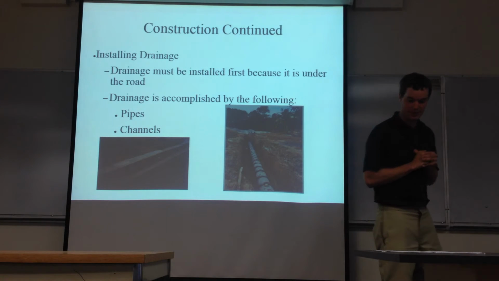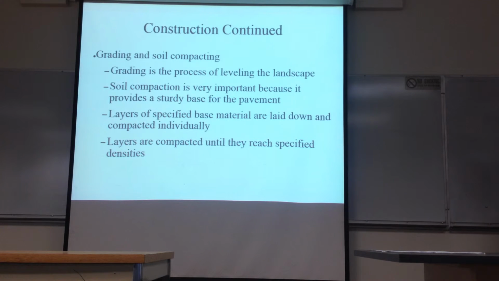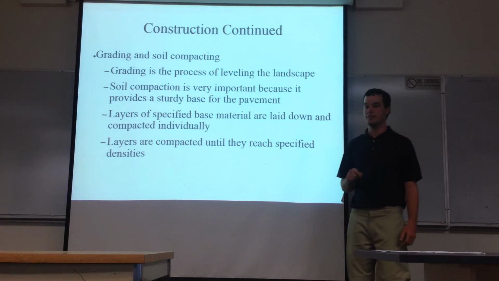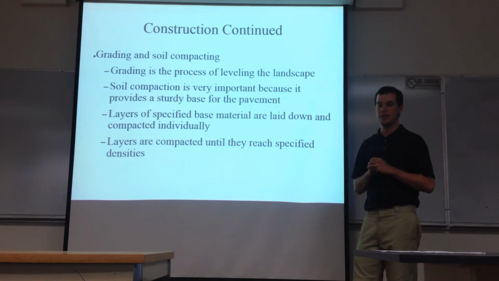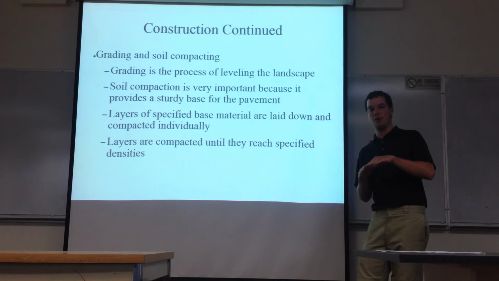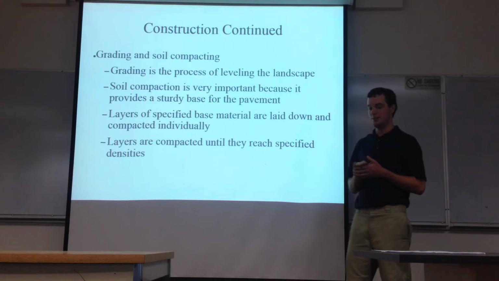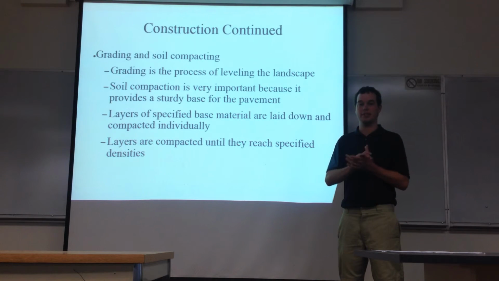All right, let's continue. All right, now we're to the very important part, grading and soil compacting. Now, I think I used the word grading earlier, and grading is simply just leveling the landscape to how you want it. If you want to do a contour, you want the road to slope, that's all grading. Compacting is when we actually compact the soil together.